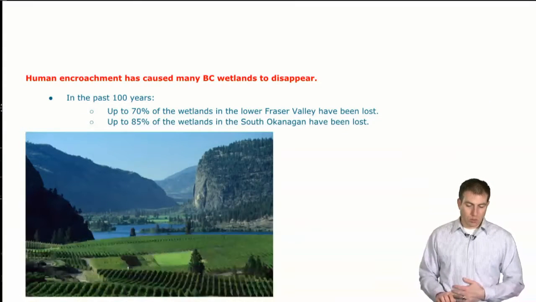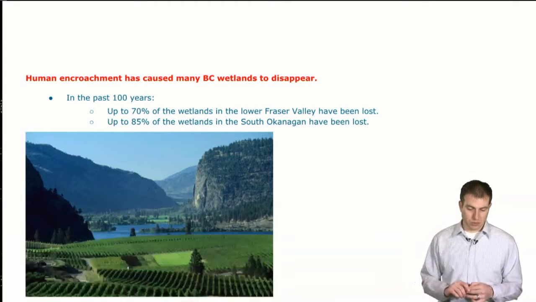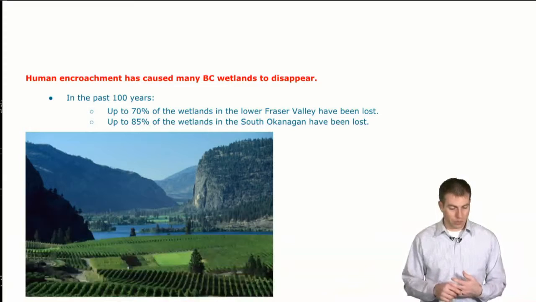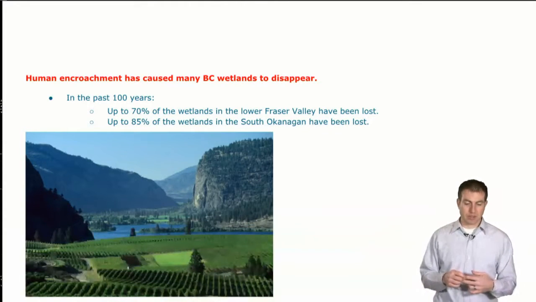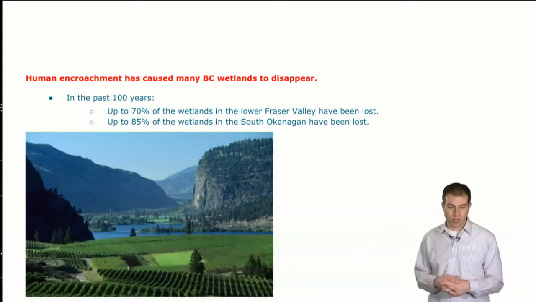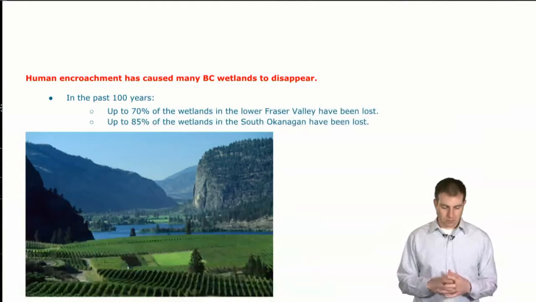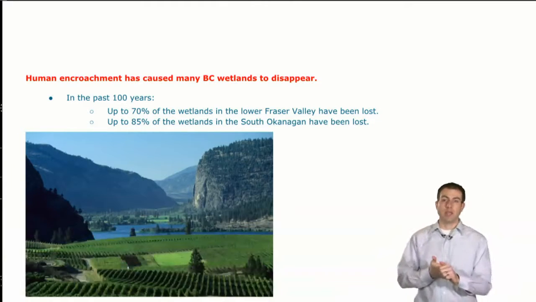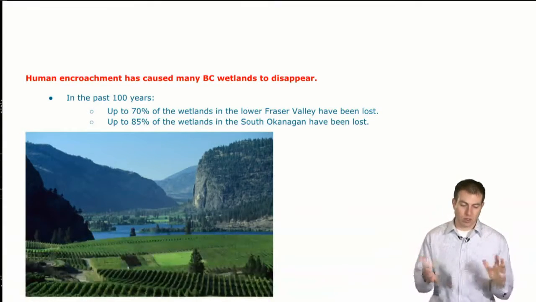There you go. So this is a picture of the South Okanagan. You've probably driven down to the Oliver, Osoyoos area. This is a picture of that area. Maybe you've seen this before. Why I bring it up is that in the past 100 years, so not a super long time ago, up to 85% of the wetlands in the South Okanagan have been destroyed. Same with the Fraser Valley. 70% of the Fraser Valley wetlands have been wiped out.